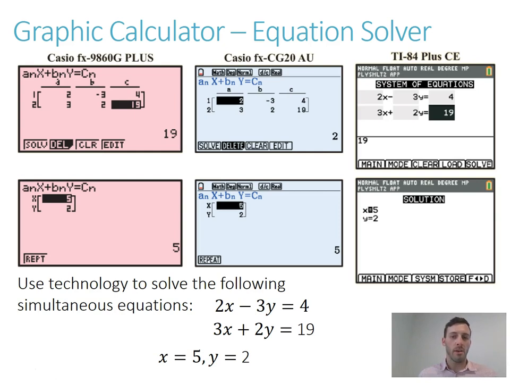ax plus by equals c. You enter the coefficients of x and y and then the answer. And you can see I've done that here. Into the A column, we have 2 and then 3. Into the B column, I've got the coefficients of the y, which is -3 and 2. And then to the C column, we've got the answers of 4 and 19. And you hit solve, and you get the answer x equals 5, y equals 2.